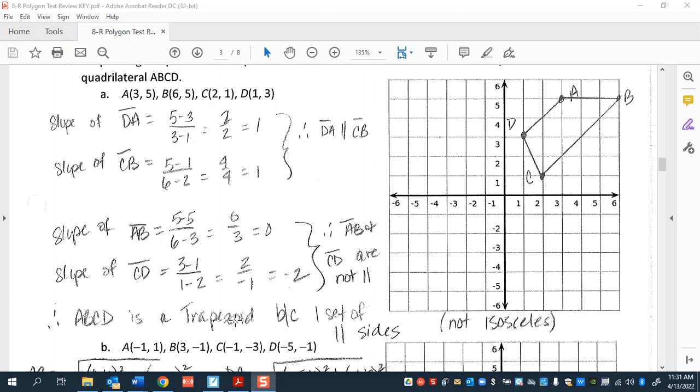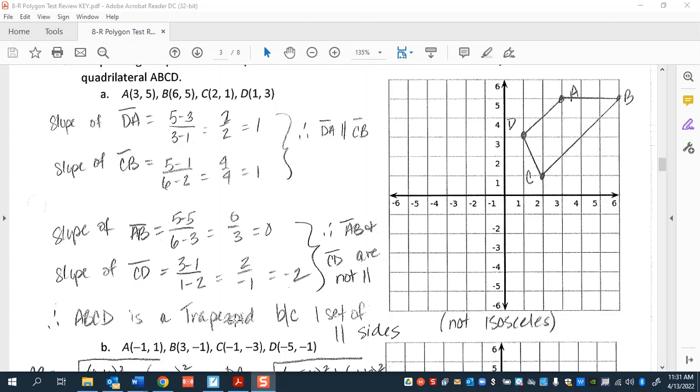It's not gonna be isosceles because these two distances are not the same. In a perfect world, I would have taken the time to do those distances and said, because the distances are not equal, it's not isosceles.